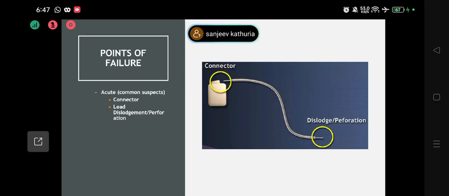So why do these things occur? In an acute setting, it occurs either because there is a connection problem, or there is a dislodgement. The lead you placed was not properly fixed in the connector, as a result the connector is misfiring, or your lead itself has dislodged.